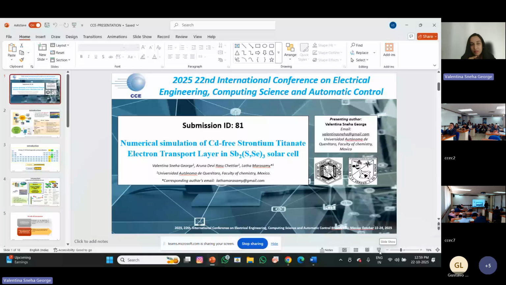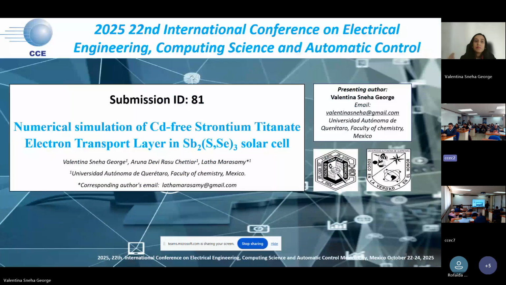Can you see my screen? Yeah, we can see. Yes. If you enhance your, for having the total screen, okay, okay. So thank you for being here.